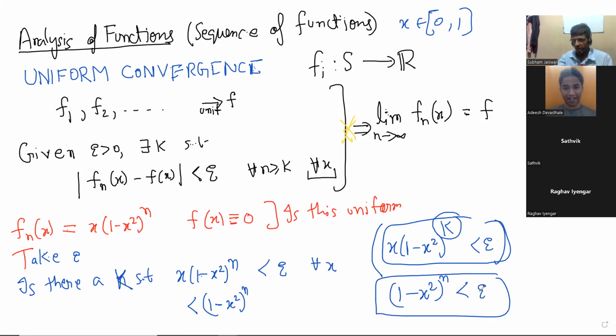You take any n, I can give you an x. How? This 1 minus x squared is some y to the n, right? I can give you a y. You fix an epsilon less than 1. You take any n, no matter how big, you can take a y. What y can you take? You can take y to be epsilon to the power 1 by n.